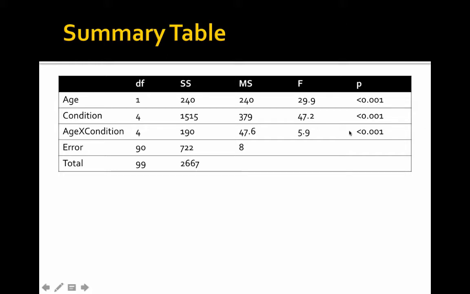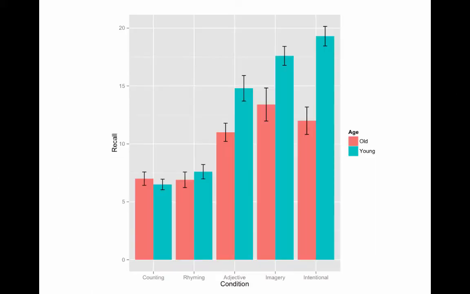So this is saying that there is a difference in how well people remember things just based on their age. Our second column here for conditions says that there is a difference based on conditions. So depending on which exercise people do, they'll remember things differently. And if you combine age and condition together, and so we're looking here at does the age impact how well people do on various conditions, we also get a significant result. And we can graph that out and kind of see it.